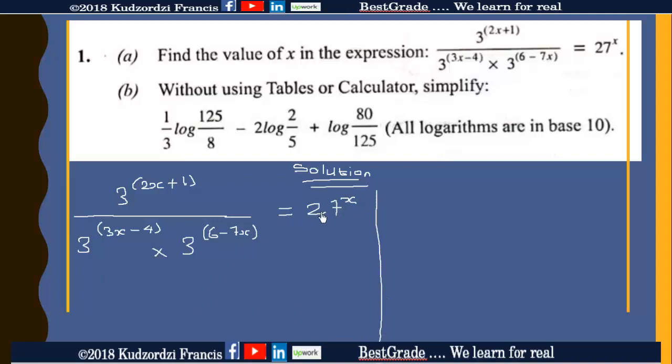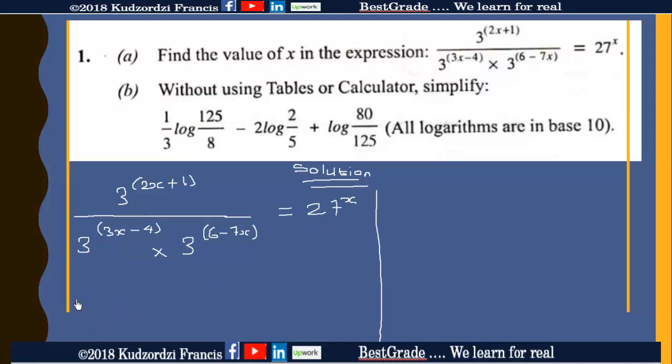Now we find a common base that we can express all the numbers to a certain index. And how do we get that base? It is the highest common factor of 3 and 27. So the highest common factor of 3 and 27 is 3. So we express all the numbers to a base 3 to a certain index. All these ones are already in base 3, so we express this as a base 3 number.